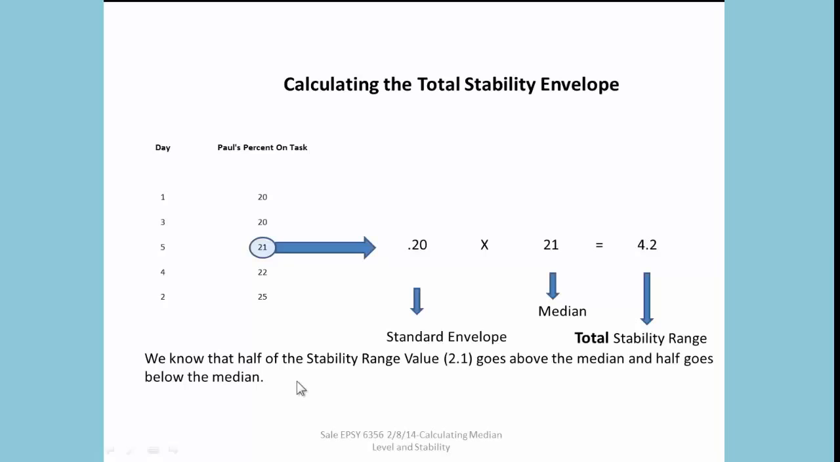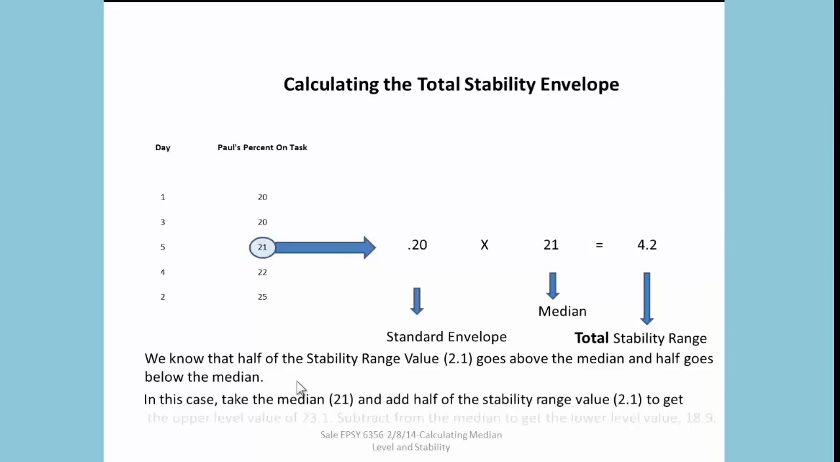Notice that I haven't even had to go to my graph yet. I can do all of this arithmetically. In this case, you take the median of 21, you add half the stability to get the upper level, so 21 plus 2.1 is 23.1, and to get the lower level, you subtract from the median, and that ends up being 18.9. Now, the question, of course, is, were the data stable in this example?